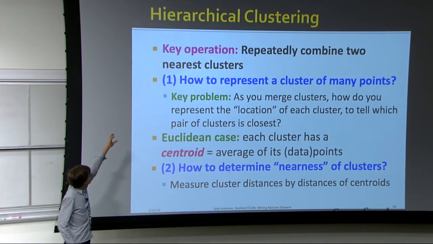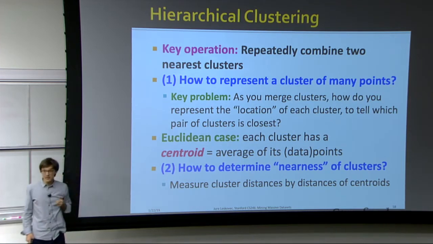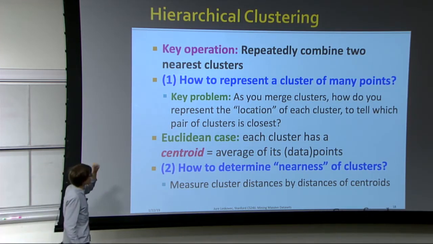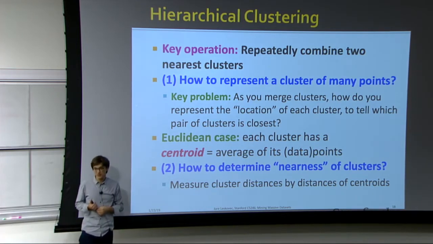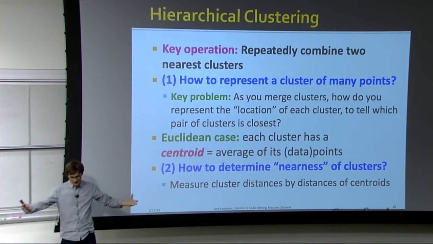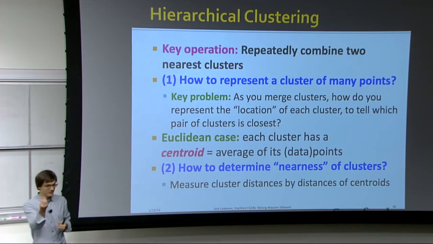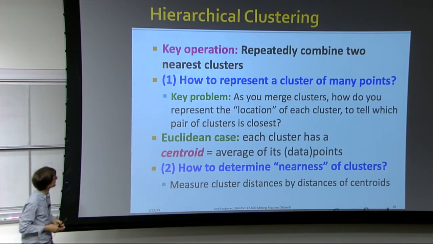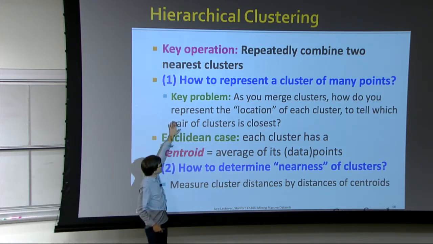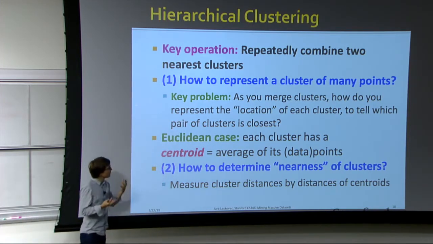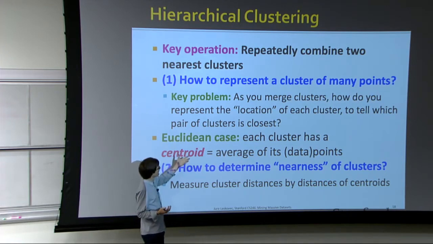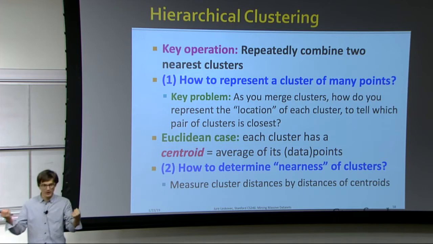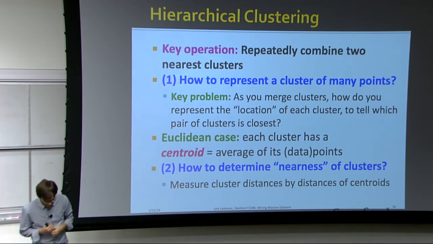So as I said, we want to repeatedly combine nearest clusters. So the first question was, how do I represent a cluster of many points, right? I want to take many points and aggregate them into one point, because I only know how to measure distances between points, right? So the key problem is, when I merge clusters, how do we represent the location of each cluster and then determine which two clusters are closest to each other, right?